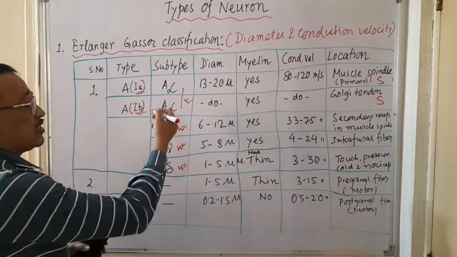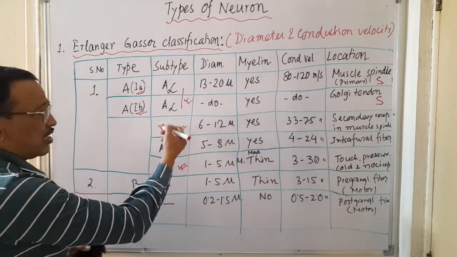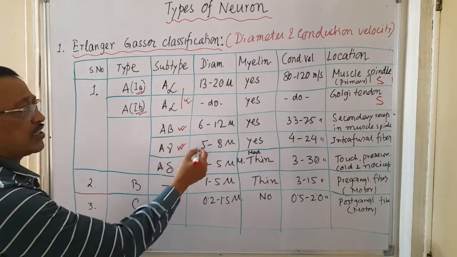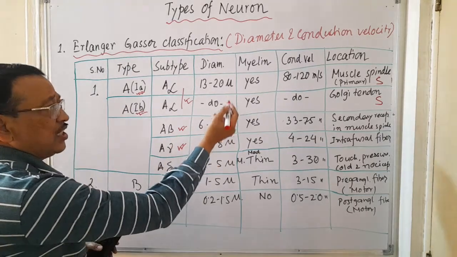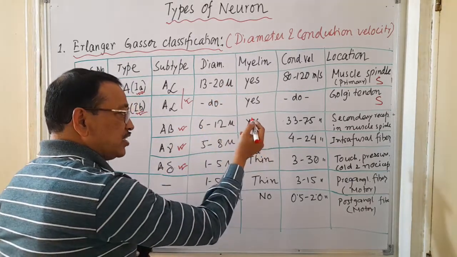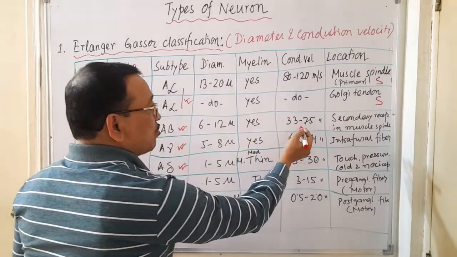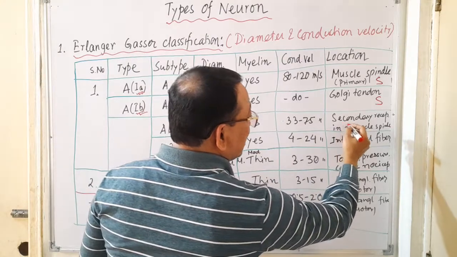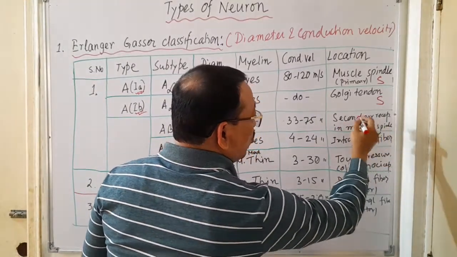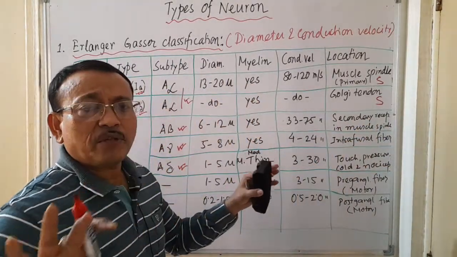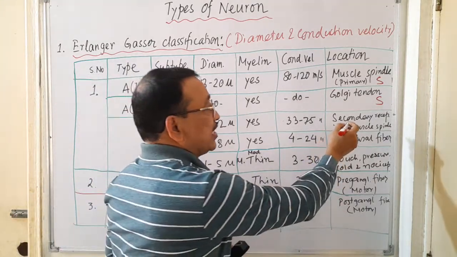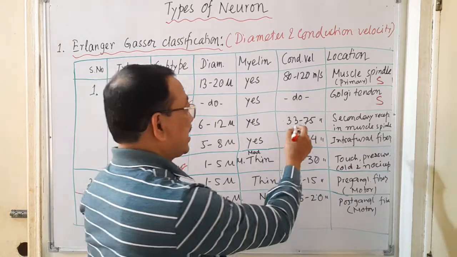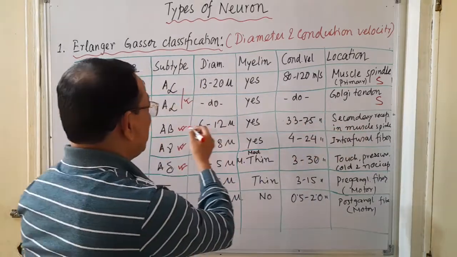Now, the second type of A fibers are known as the A beta fibers. Diameter is a little bit less. Myelin sheath is there. Conduction velocity is less, and these are present in the muscle spindle, at the end of the muscle spindle, and these are the secondary receptors of the muscle spindle. So these act as secondary receptors in the muscle spindle.